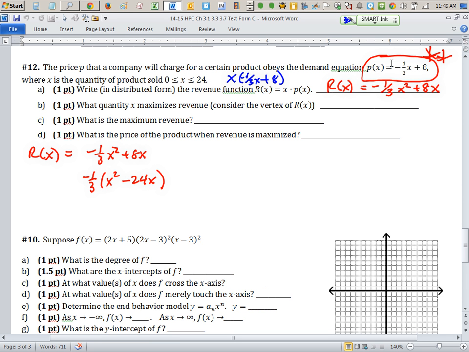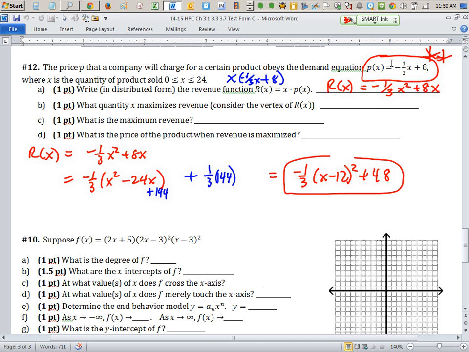Now I need to add the magic number. What's half of 24? 12, good. And squaring that, we get 144. I just put in a brand new -1/3 of 144, so I need to put in a positive 1/3 of 144 to keep it balanced. In other words, I need to put in a brand new 48. So this comes out to -1/3 times (x minus 12) squared plus 48.